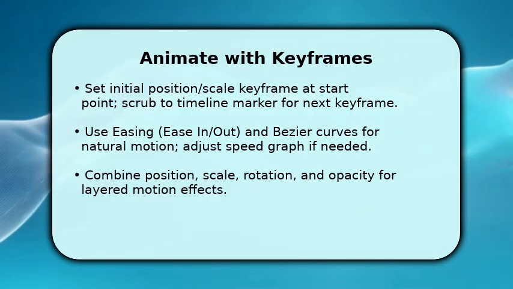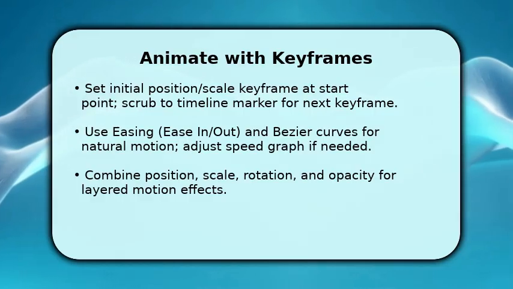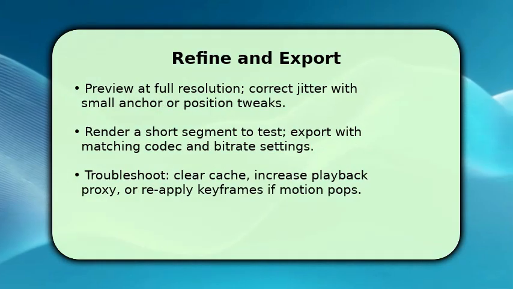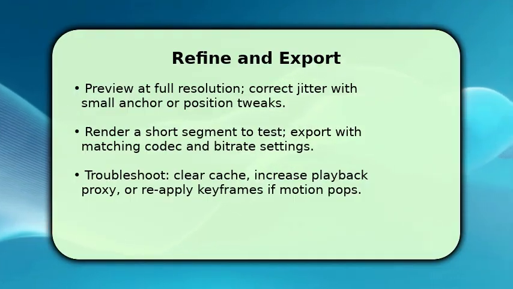Once done, layer subtle rotation or opacity changes to sell the motion. Keep adjustments small to avoid jumpiness. Finish by scrubbing the timeline and previewing at full resolution to catch jitter or unintended shifts. Make micro adjustments to the anchor point or position keyframes to stabilize motion.